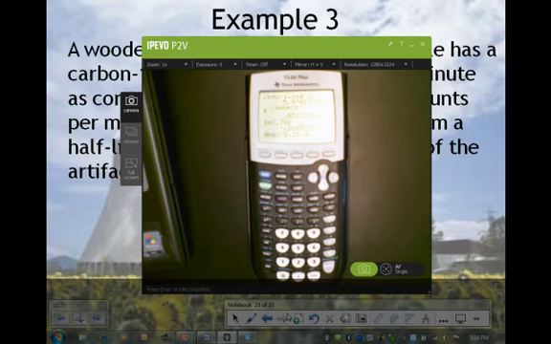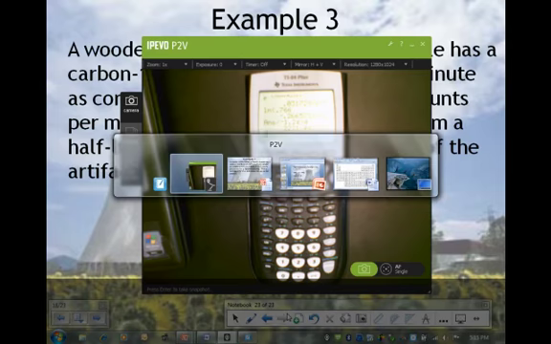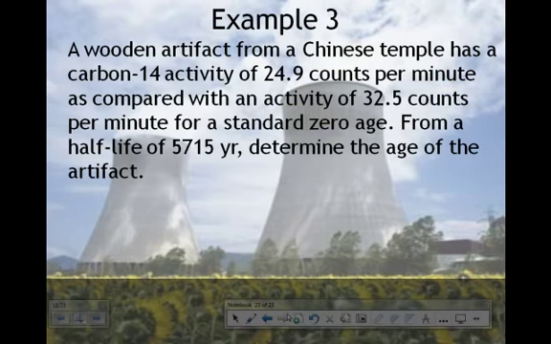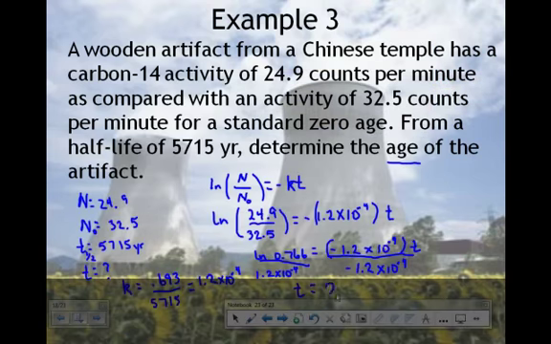4. Please use the E button. Don't use times 10 with the little hat thing. Here's my time, which gives me the age of my artifact, 2,221. Well, what do we got? How many sig figs here? 3 sig figs. So we'll call that 2,220 years old. That's how old that artifact is.